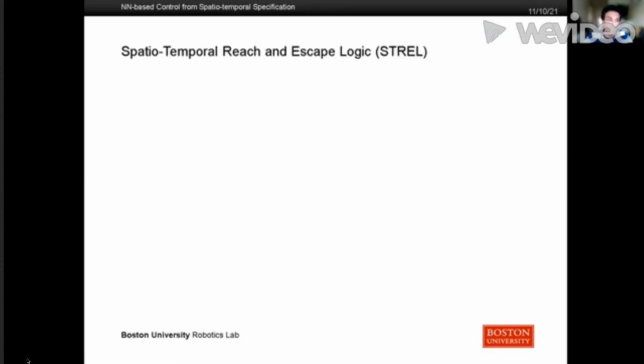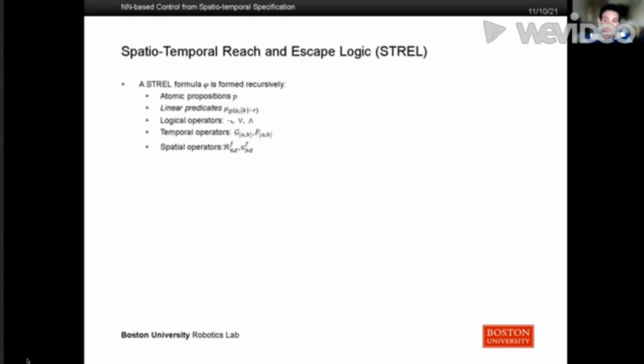Let's have a look at spatio-temporal reach and escape logic. STREL is a logic language capable of describing complex spatio-temporal properties of systems. STREL has formulas that are formed recursively using atomic propositions, linear predicates, which can capture the variable attributes, logical operators such as not, or, and then there are some temporal operators such as always and eventually. Then there are spatial operators. Some of you might be familiar with the temporal operators because there are lots of works on that, but for the spatial operators, we'll have a look at an example.